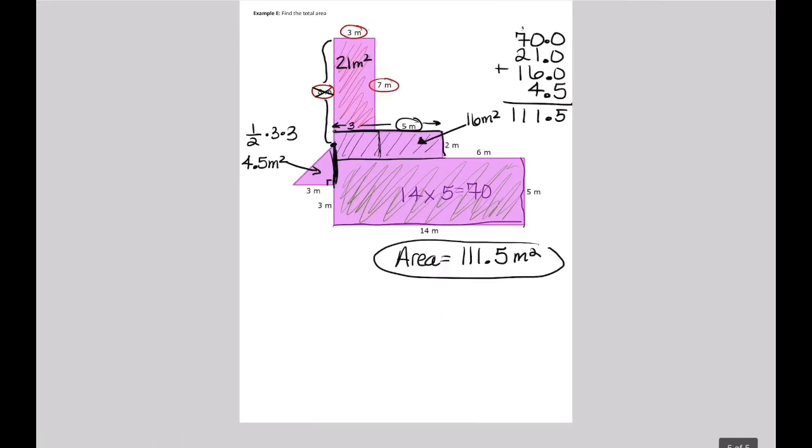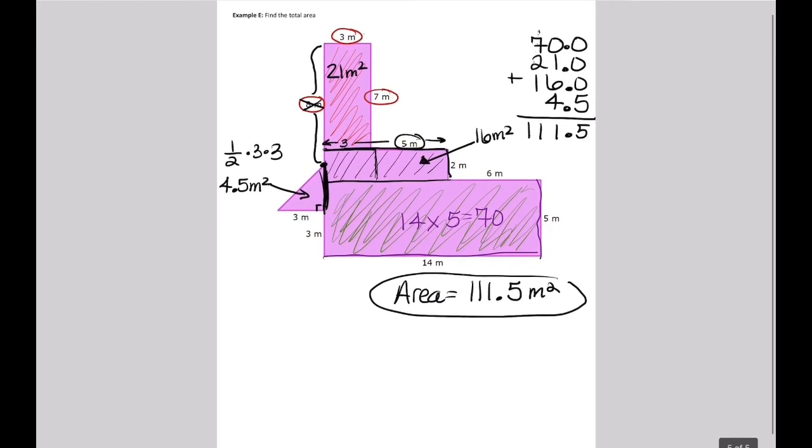Okay, so that does it for all the examples I'm going to do. So I'm going to give you guys a few of these for homework, and just practice them a little bit more, and then we're going to move on tomorrow to something a little bit different. But we're going to still stick with area and topics in geometry as well.